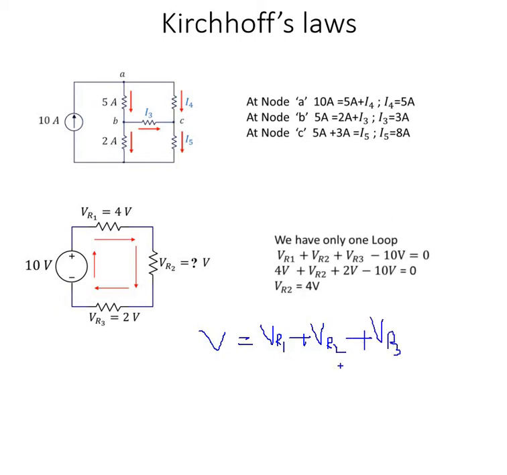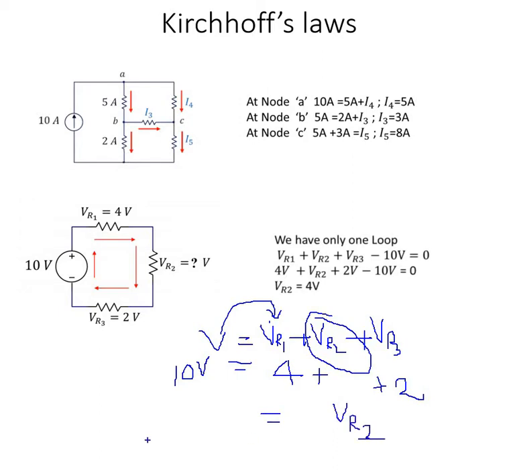Here I will move this V to this side, meaning minus V, and keep the others here. Then what is my voltage? 10 volts. VR1, is it given? Yes, 4 is given. VR2 is not known. VR3 is given, 2. So 2 plus 4 is 6. Then 10 minus 6, the answer is 4. That's all. So this is about Kirchhoff's law.